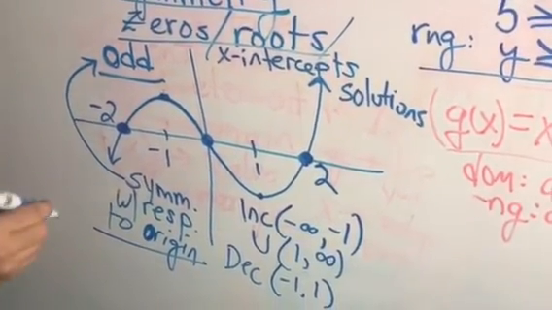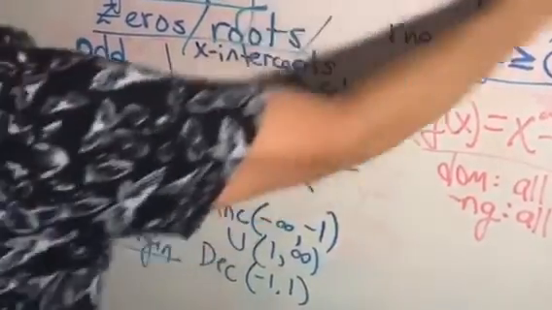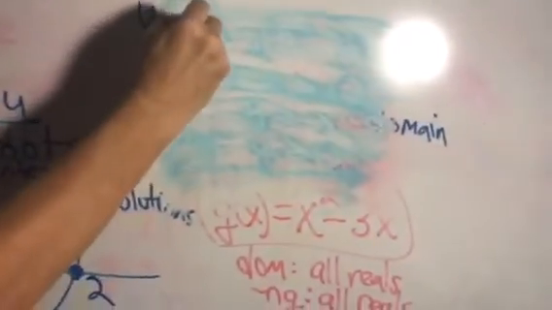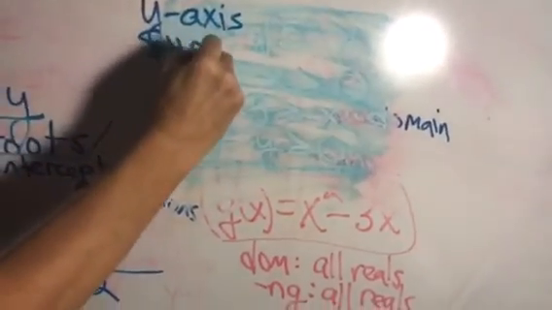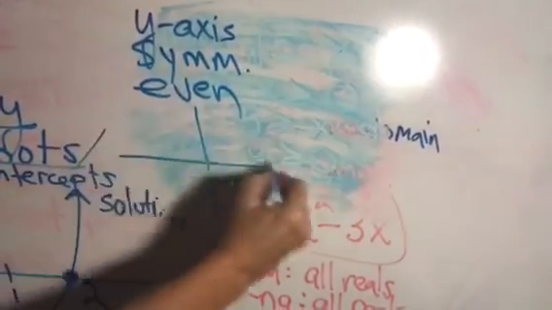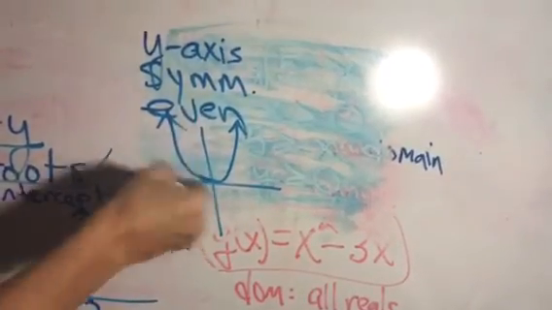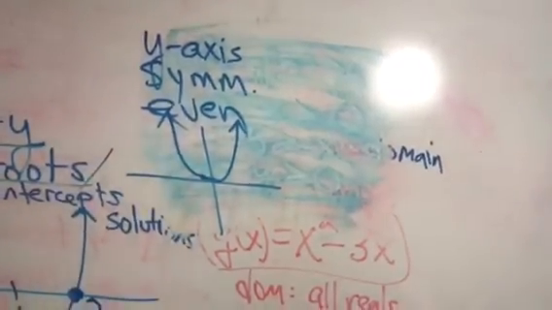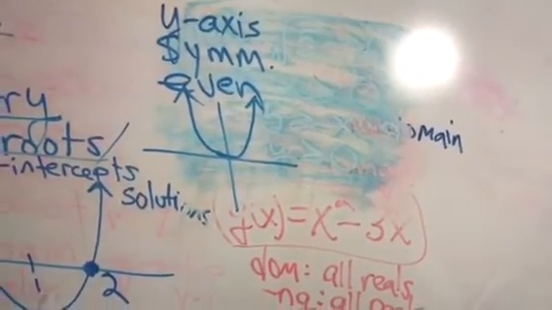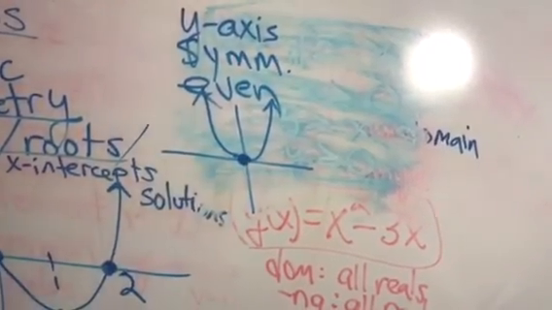If you have y-axis symmetry, that is even. And it's going to look something like this, like your classic parabola, okay? That would be symmetric about the y-axis, and it would be called an even function. Because if you were folded along the y-axis, it would match up. And this particular one would only have 1 zero right there at the origin.